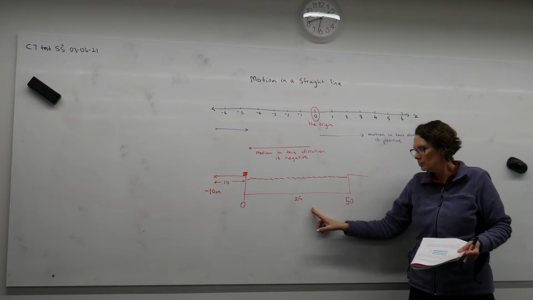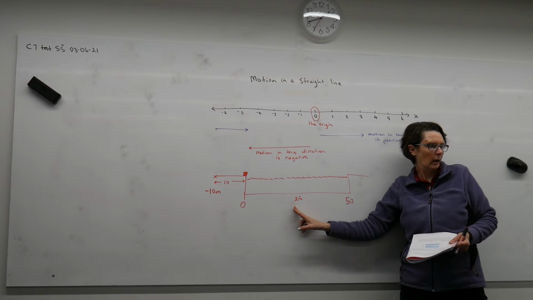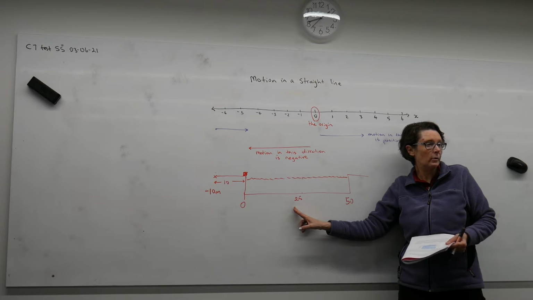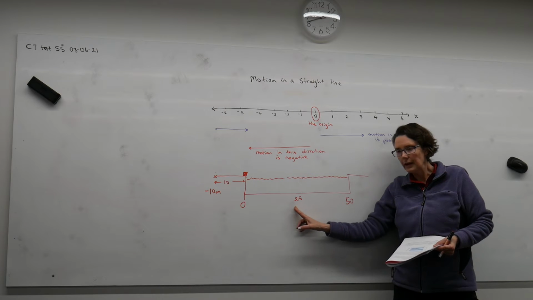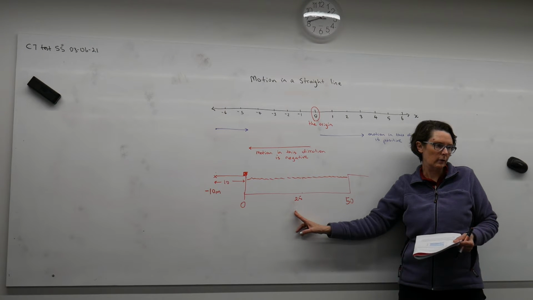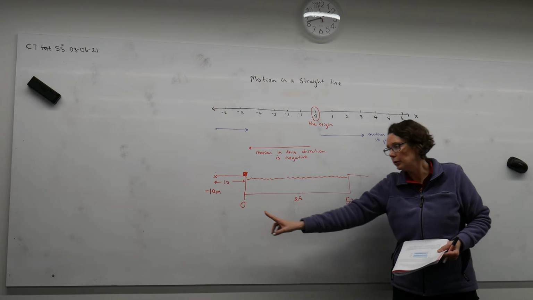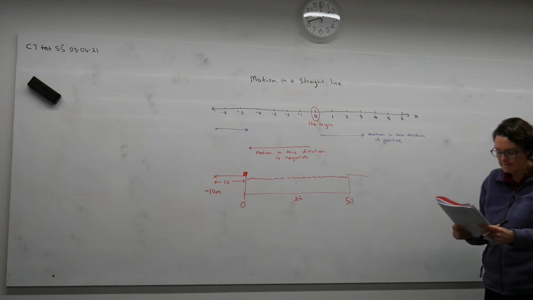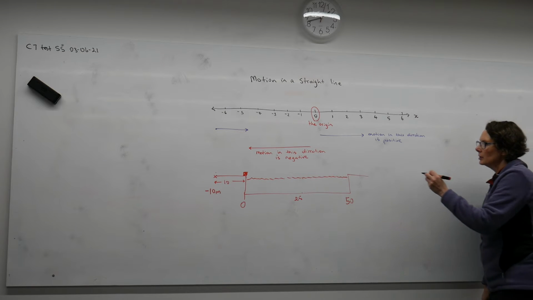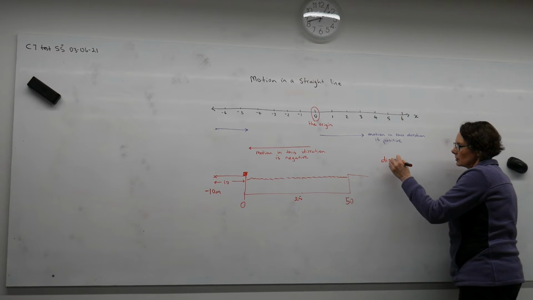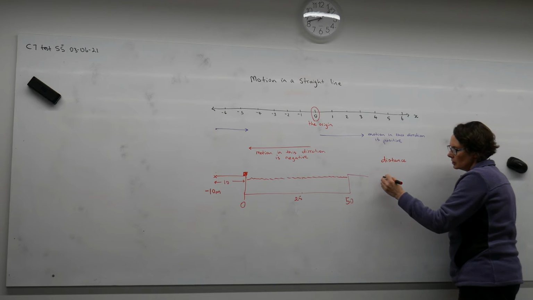What happens if she swims back here to this point here? Where is she? 25. She is still plus 25. That's right. So that is her location, would be plus 25. How far has she swum? 75. She's swum 75 metres, but she's only 25 metres from the origin. And so there's two things that we need to consider. There's distance and displacement.